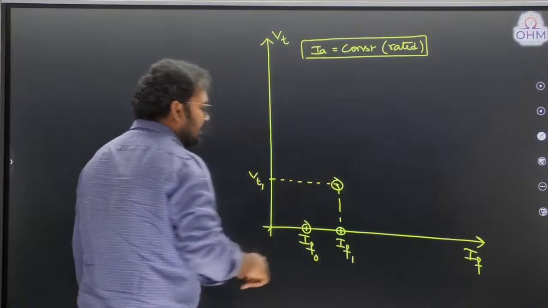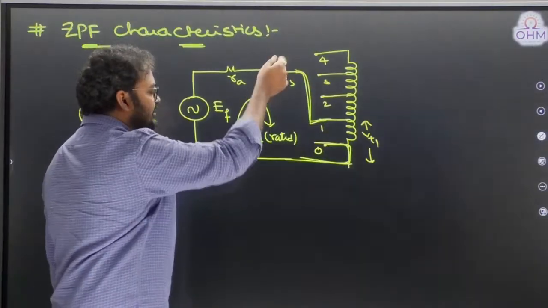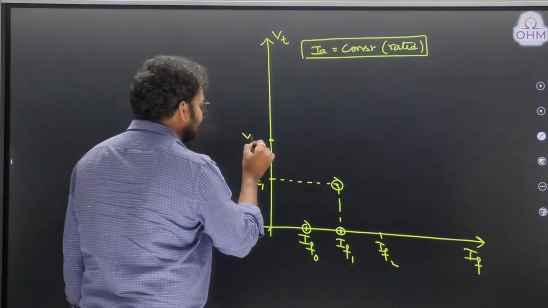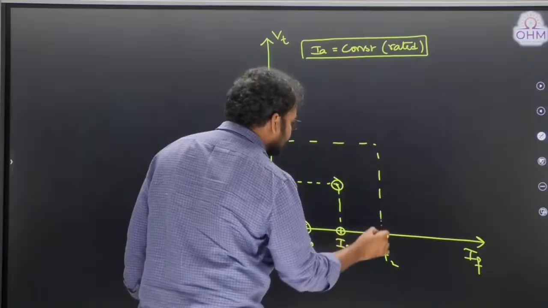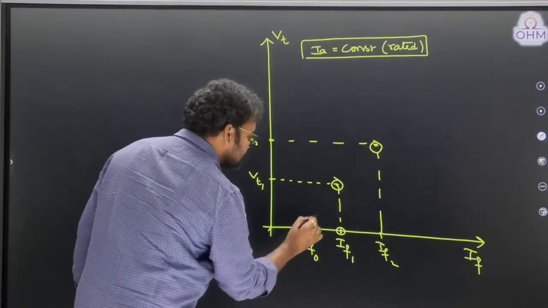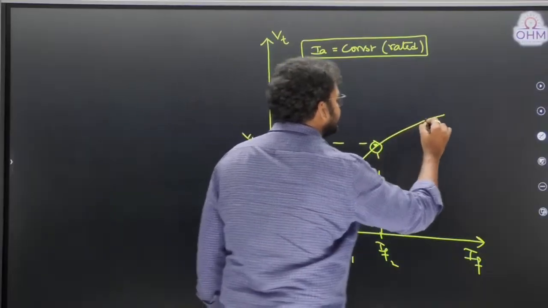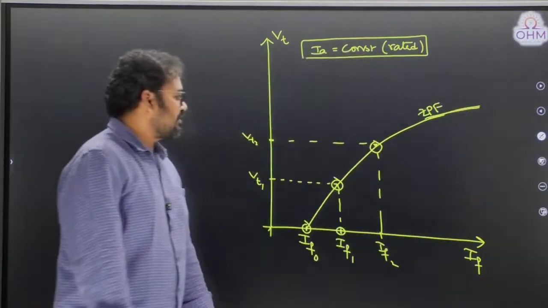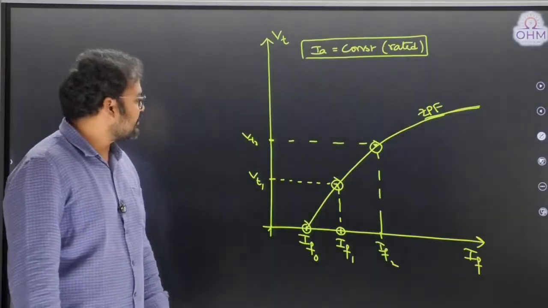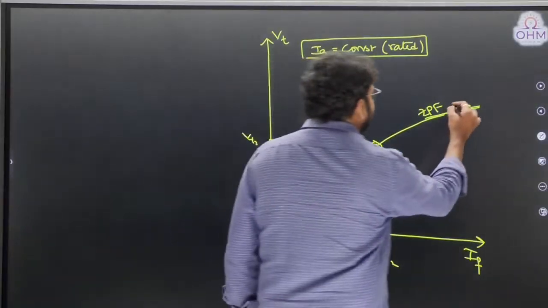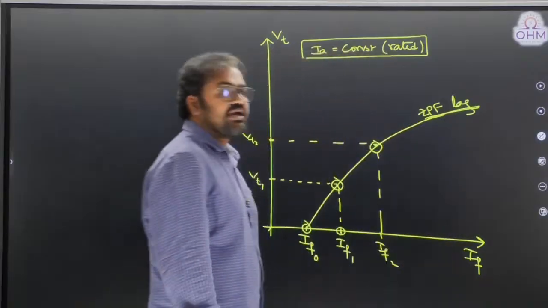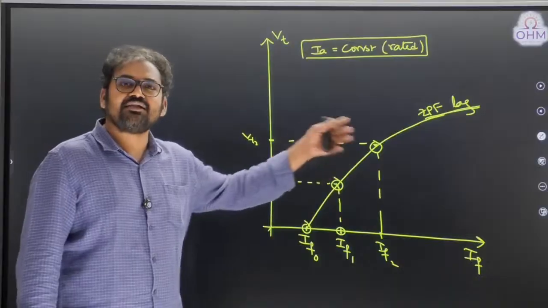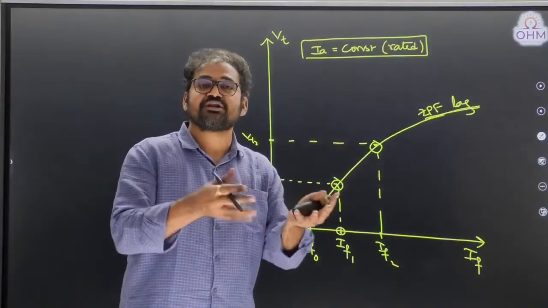Now similarly, if I further step up the tapping, the field current requirement will further increase. Terminal voltage value will also further increase. You'll get one more operating point like this. And if you join all these points, you will get zero power factor characteristics. This is what we call zero power factor characteristics. Particularly I can say zero power factor lagging characteristics. Got it? And this will be useful in calculating voltage regulation by using the Potier triangle method.